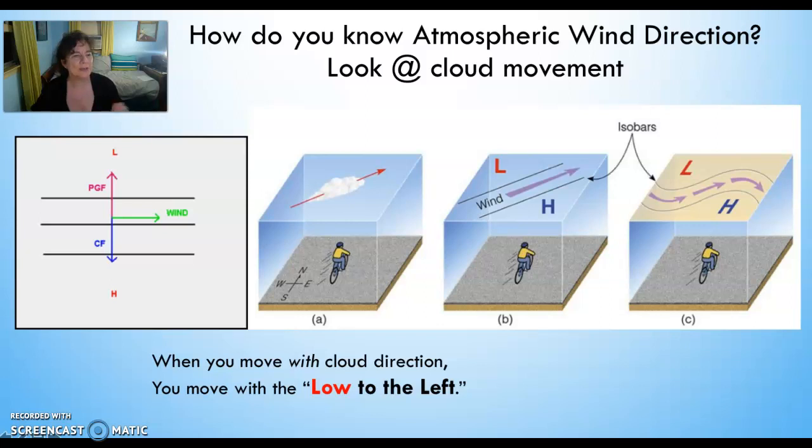And you have a representation of that in your book about riding along with clouds. And I'm not saying that this guy is really at the right angle, but riding along with the clouds, he's riding with the low pressure system to his left. And I hope that will help you to find the next low.